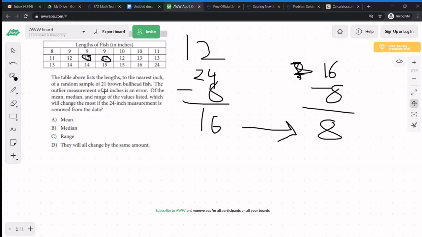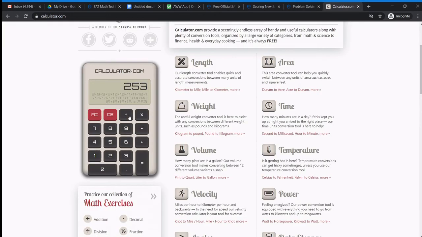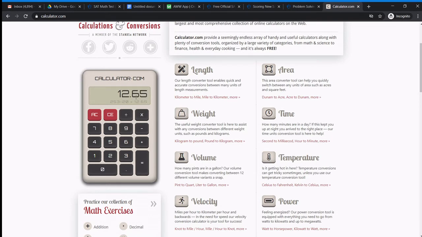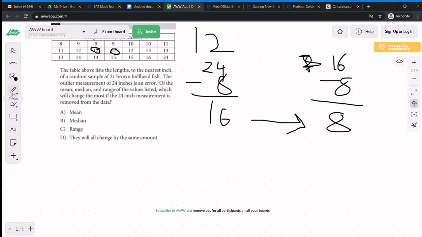And now we know that it's originally 21, but because we're taking out the 24, or this last value, it's only going to be 20. So we're going to divide this by 20, and we get 12.65 as opposed to the 253 plus 24 divided by 21, the average of the original values, which is 13. So it's not changing by a whole 8, it's only changing by 3-ish. So the value that changes the most is the range.